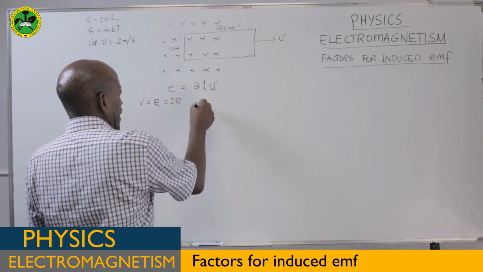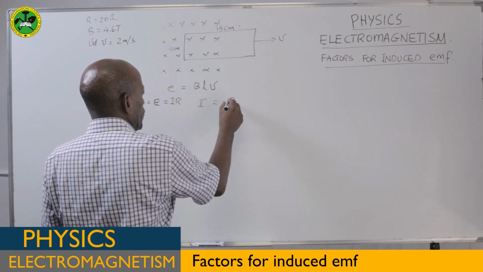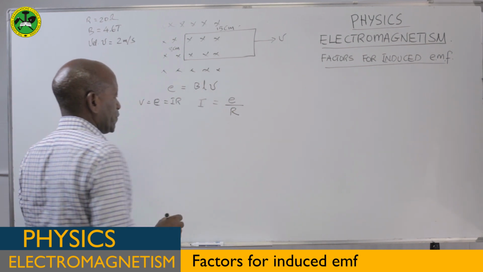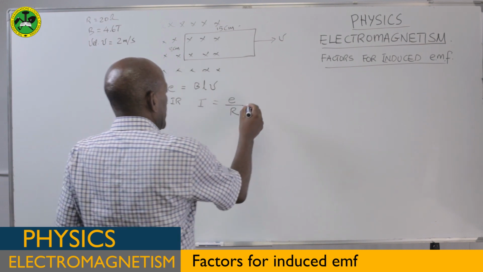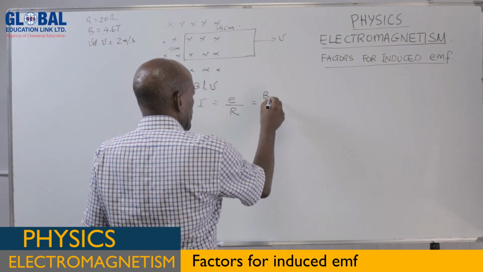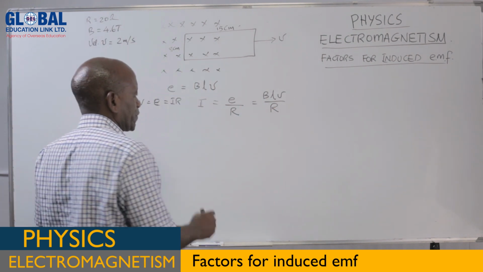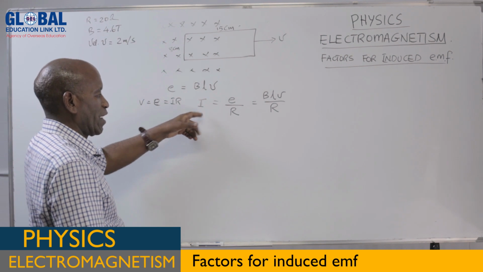Such that the current I will just be equal to the induced EMF E over R. And the induced EMF E is just equal to BLV. So this will just be equal to B times L times the velocity V over R. That is the induced current now.